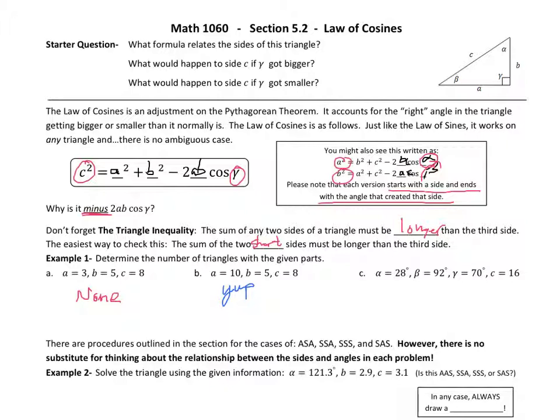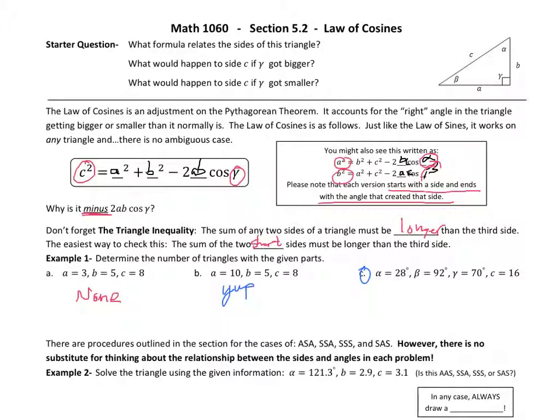Now, why does it say determine the number of triangles? Well, because of this one right here. So if it's side, side, side, that's going to be one triangle. What's the ambiguous case for law of sines? Side, side, angle, or angle, side, side.